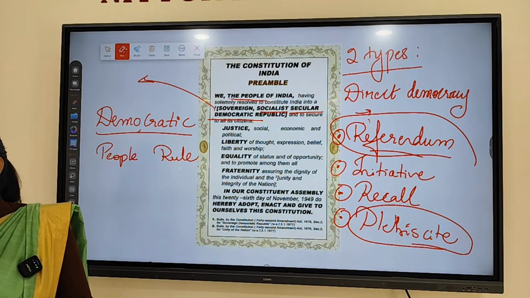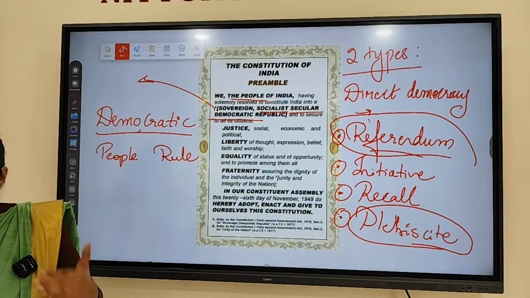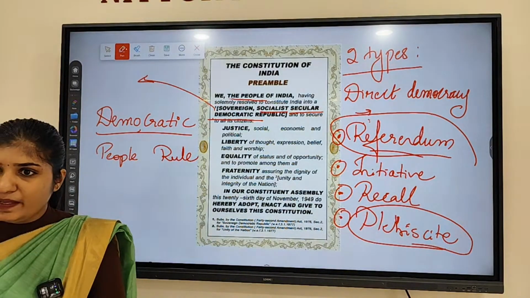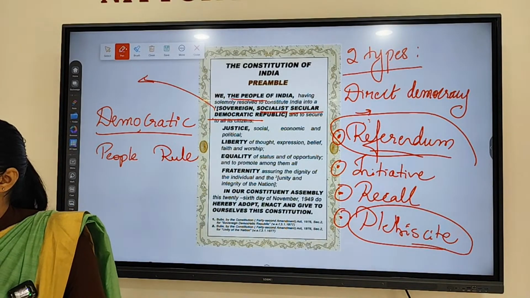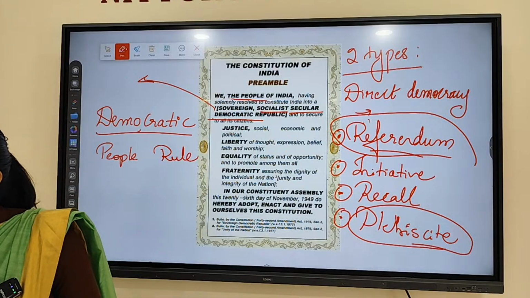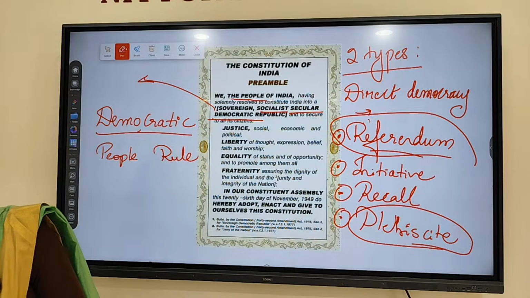Understood? And we are having indirect democracy. India is having the indirect democracy. People will not create the laws here. On behalf of the people, representatives will create the laws. Who are the representatives? MLA, MLC, Lok Sabha, Rajya Sabha members. Understood? Okay, let us wind up the class.